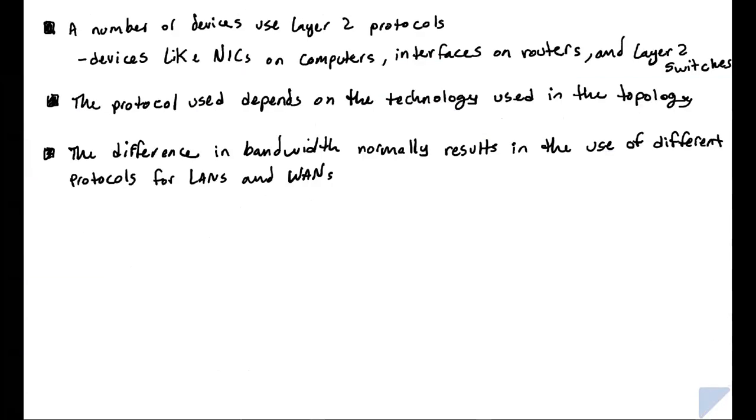A number of devices use layer 2 protocols, devices like network cards on computers, interfaces on routers, and layer 2 switches. The protocol used depends on the technology used in the topology. Again, fiber, electrical signals, or wireless. The difference in bandwidth normally results in the use of different protocols for LANs and WANs, wide area networks.